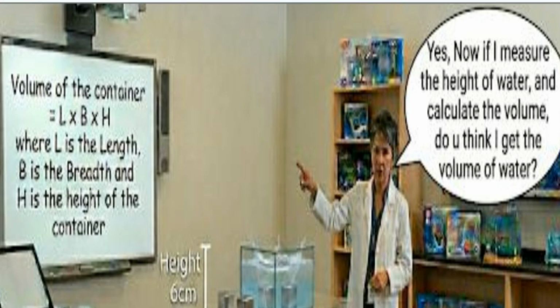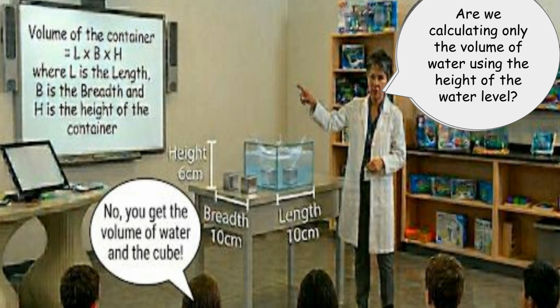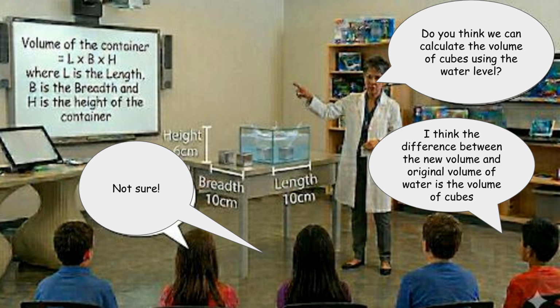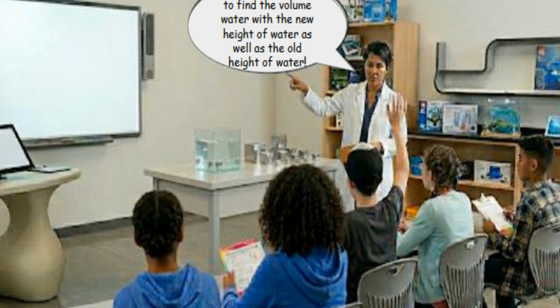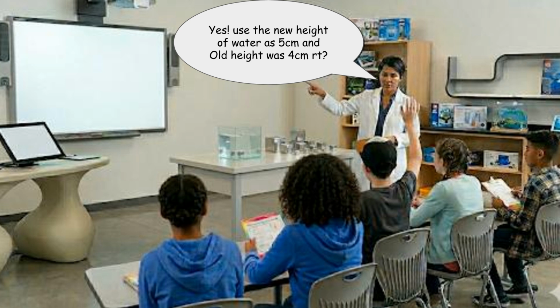The teacher asks if measuring the new height of the water and calculating the volume gives only the volume of the water. A student points out that calculating the volume using the water level height gives the volume of both the water and the submerged cube. The students discuss calculating the volume of the cubes using the change in water level. The teacher affirms that we need to find the volume of water using both the new and old heights of water. The teacher confirms the new water height is 5 centimeters and the old height was 4 centimeters.